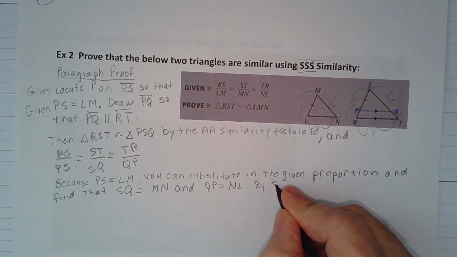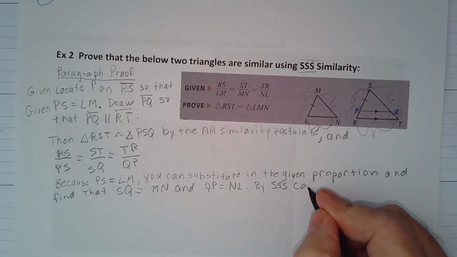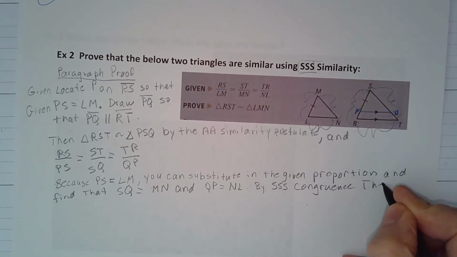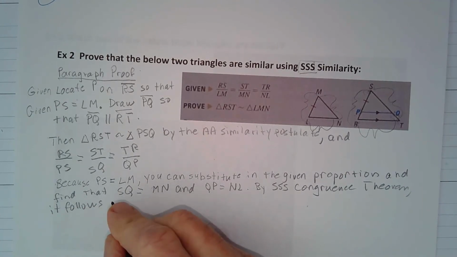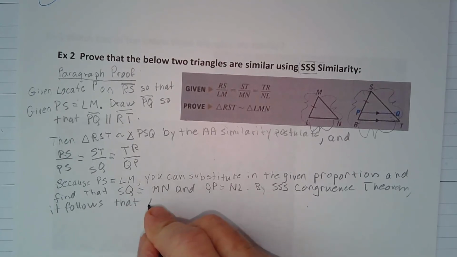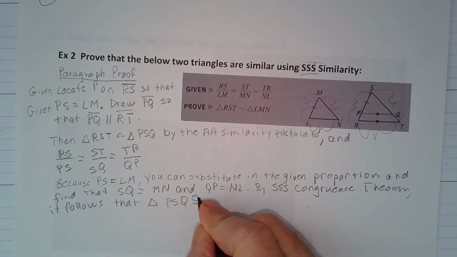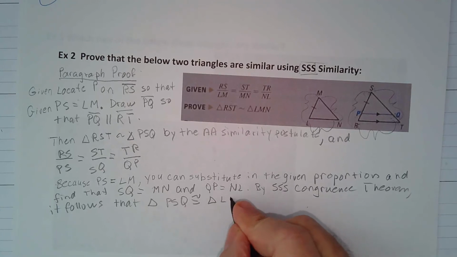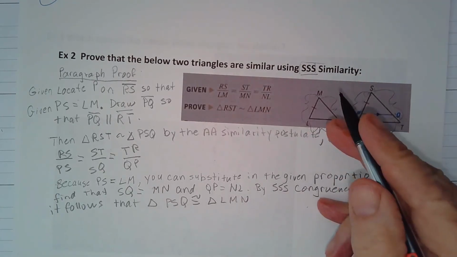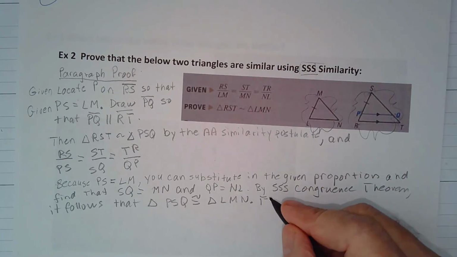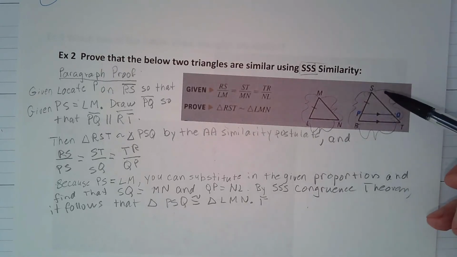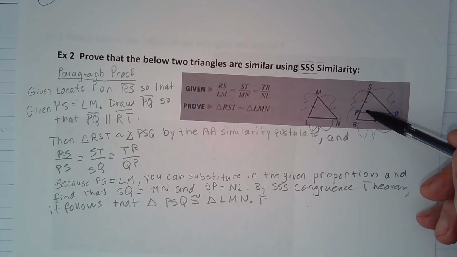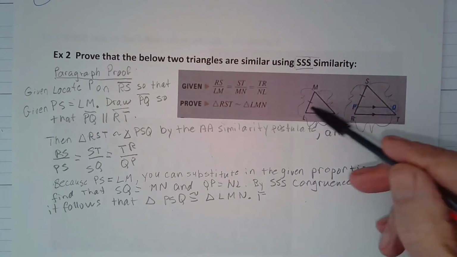So by the side-side-side congruence theorem, it would follow that triangle PSQ is congruent to triangle LMN. But wait, we're still trying to prove similarity. So finally, let's use the definition of congruent triangles and the AA similarity postulate. So congruence of these sides, and that triangle PSQ, here's PSQ, this little triangle in here, is congruent to LMN, these two, okay? They're congruent to each other.